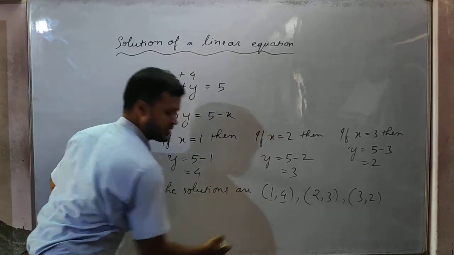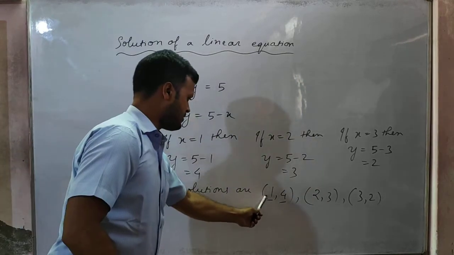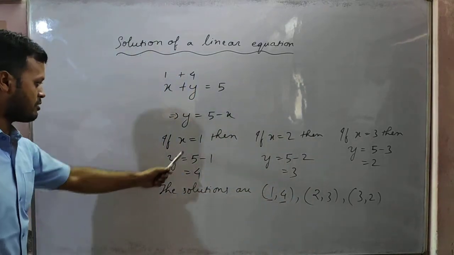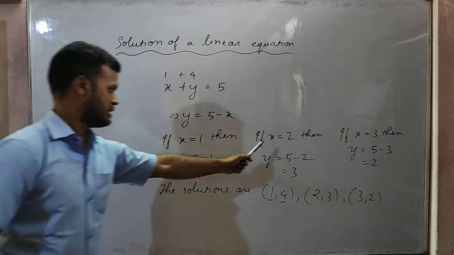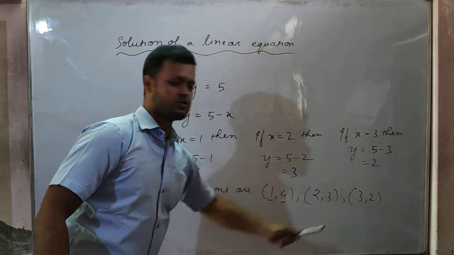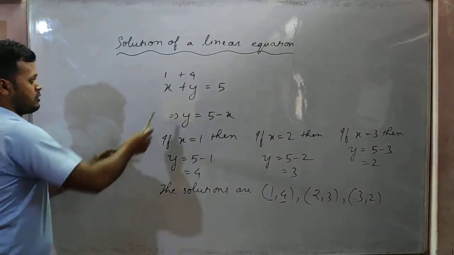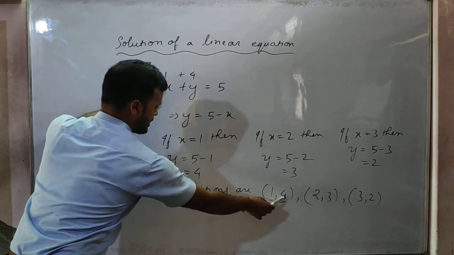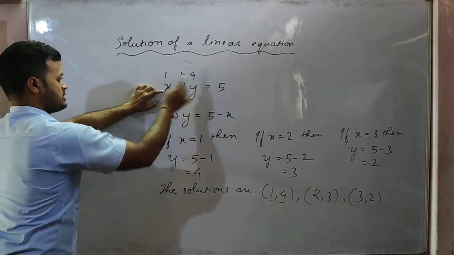1 means value of x. Here 1 means value of x and 4 means value of y. From here I got 1 and 4, then 2 and 3, then 3 and 2, isn't it? So if you put the value of x and y in the left hand side, you will get the right hand side. See, 1 plus 4 is equal to 5.